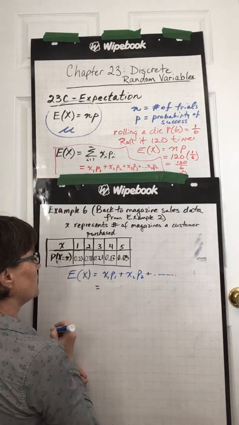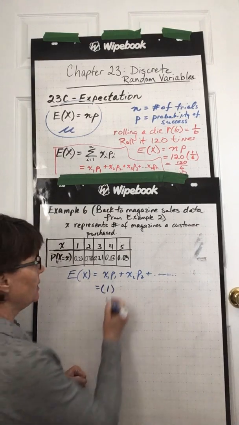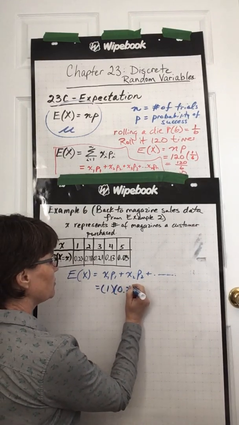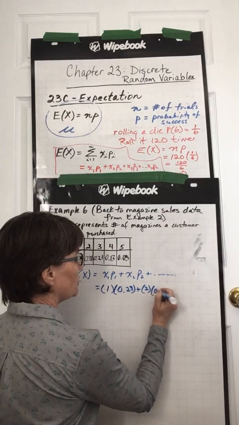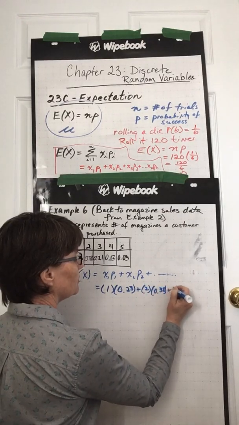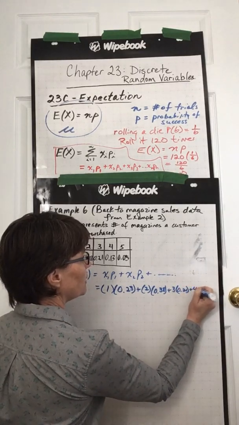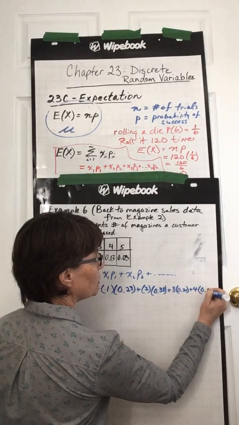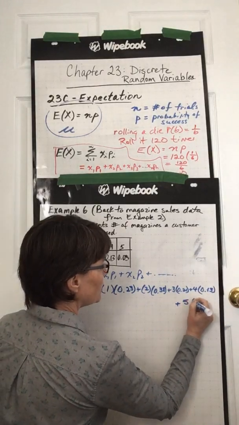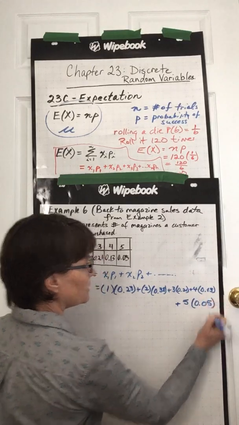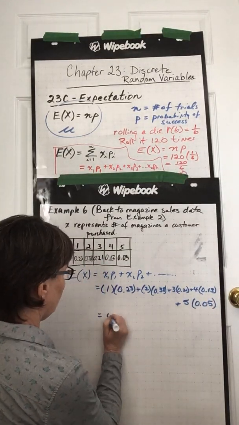So in this situation, x1 is 1, so 1 magazine, and the probability of that happening is 0.23. 2 magazines, probability 0.38. 3 magazines, probability 0.21. 4 magazines, I'm going to run out of room here, 0.13, excuse me, sorry, I'm going to have to go down here, and 5 magazines, 5%. So we're adding all this up.